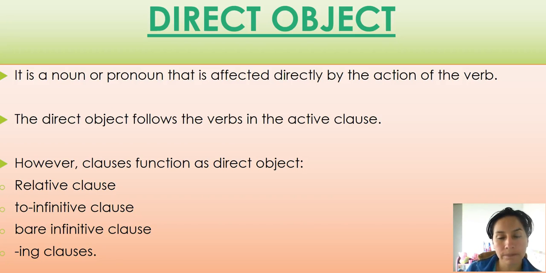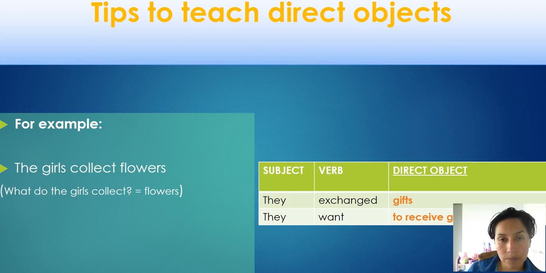Direct object. It is a noun or pronoun that is affected directly by the action of the verb. The direct object follows the verb in the active clause. However, clauses can also function as a direct object. Here there are two tips to teach. Two suggestions for teaching students to recognize the direct object in an English class that could be very helpful.